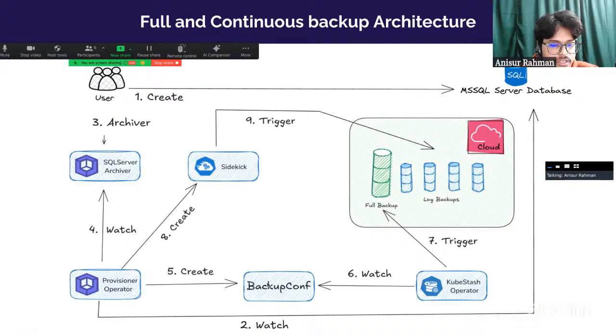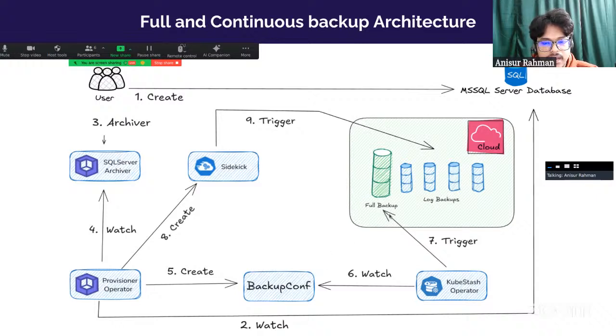This backup configuration is a part of Kubestash. Therefore, the Kubestash operator watches this backup configuration. The backup configuration holds the necessary backup information, as I mentioned earlier. For example, the full backup schedule, retention policies, a restore limit, and many more. This full backup will trigger a cron job with your user-specified schedule time. So this backup configuration is responsible for full backup.